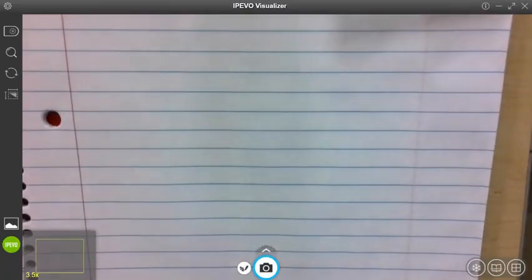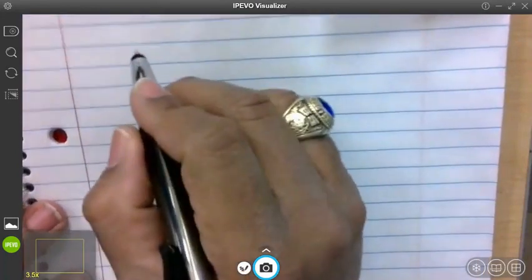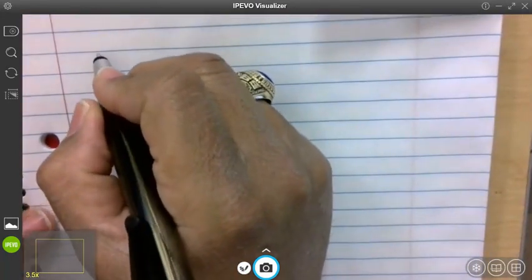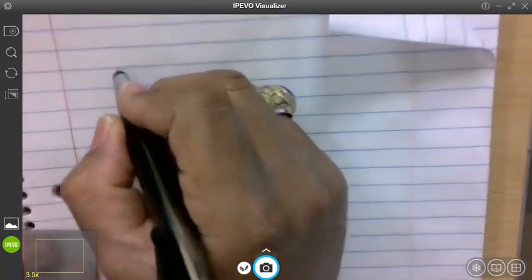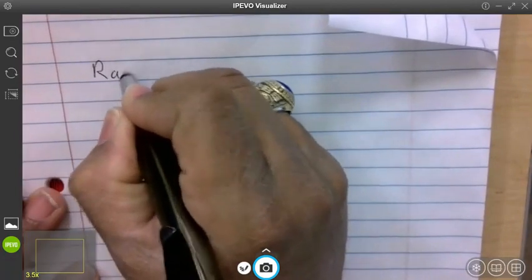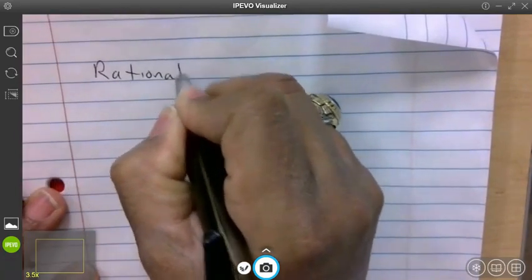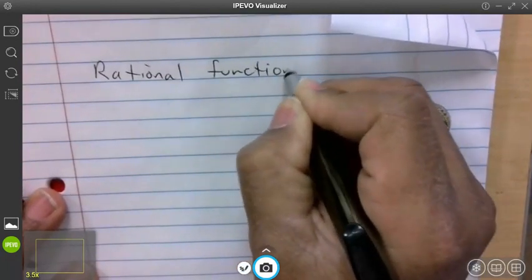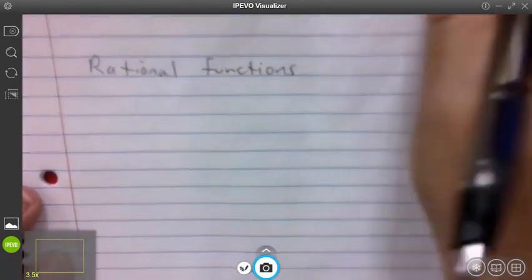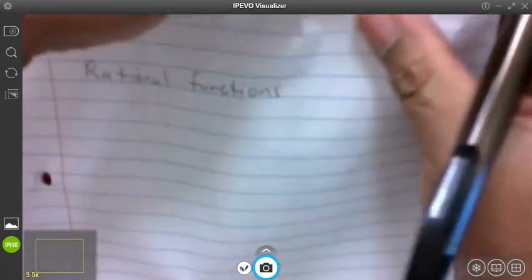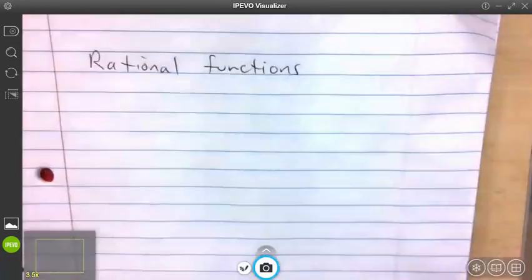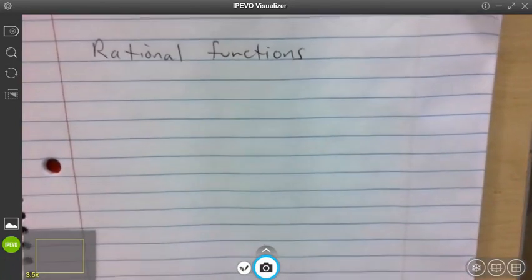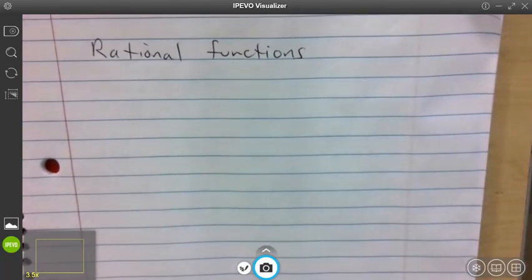All right, you need to have a sheet of paper out for some notes, because again, we're going to work on, and the title of the notes is going to be, rational functions.